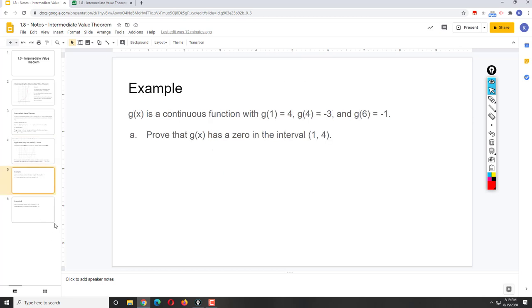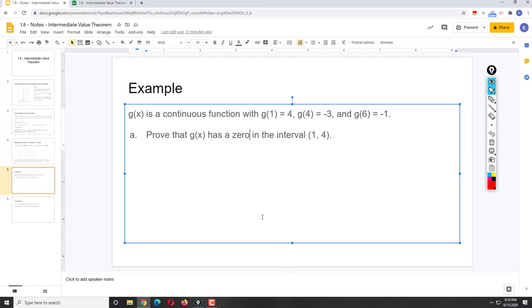Example. So how might the AP test ask you questions on the intermediate value theorem? Here are some examples. G of x is a continuous function with g of 1 equals 4, g of 4 equals negative 3, and g of 6 equals negative 1. Prove that g of x has a zero. Remember, zero just means root. In the interval 1 to 4.